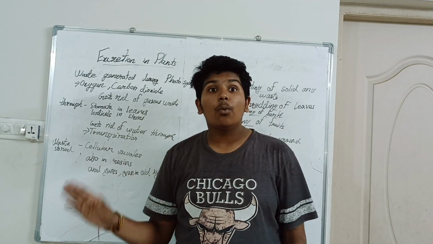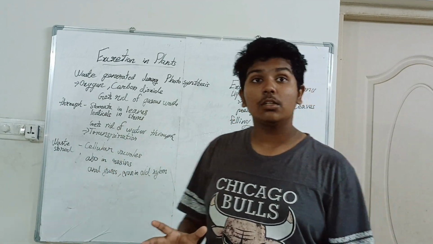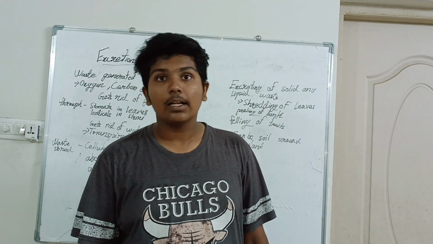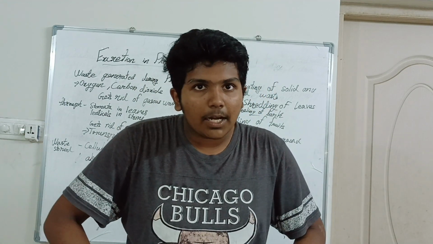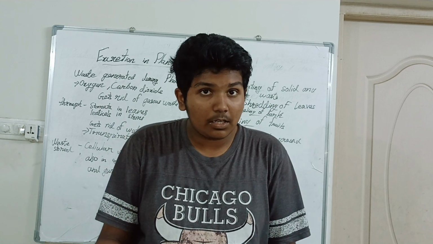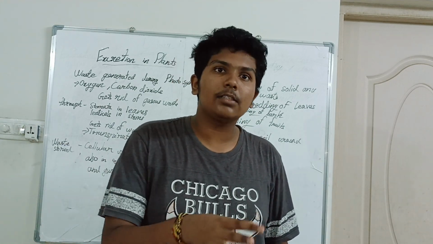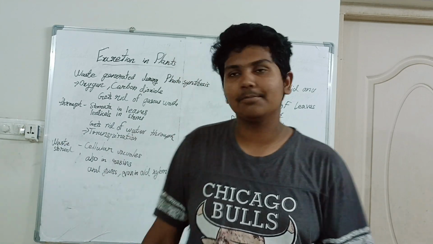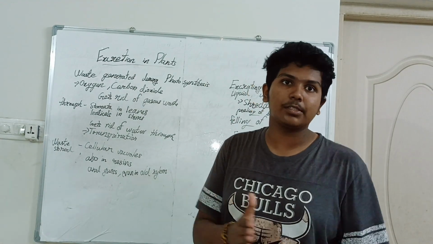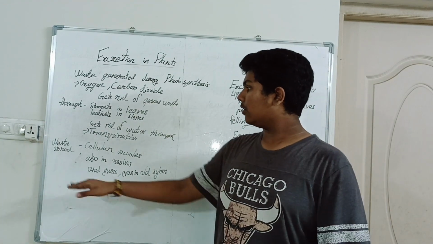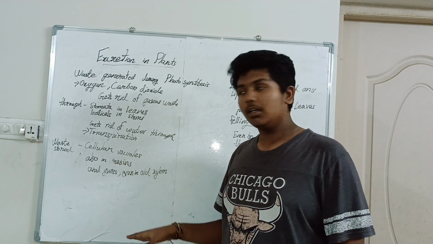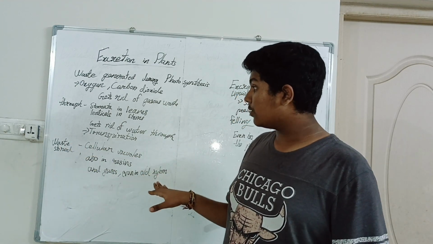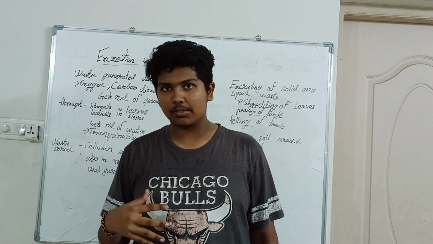Then, which stores waste? Like the excretion in human beings, we have the urinary bladder. So same thing, where is the urinary bladder in plants? Except it's not called the urinary bladder. I just told a similarity. So here, cellular vacuoles. Cellular vacuoles help in storing the waste.